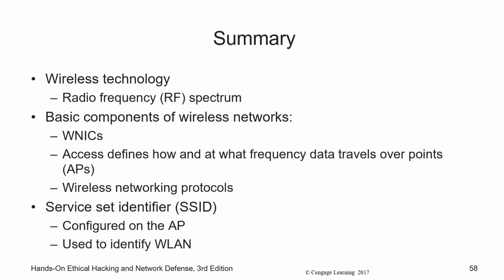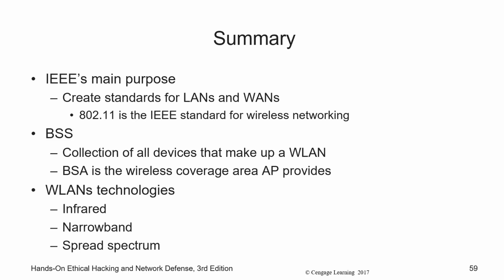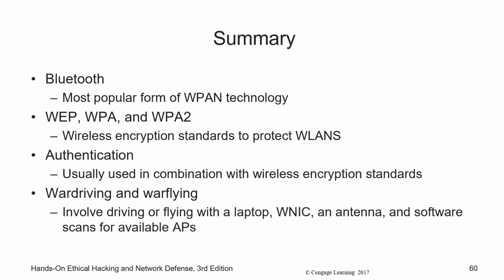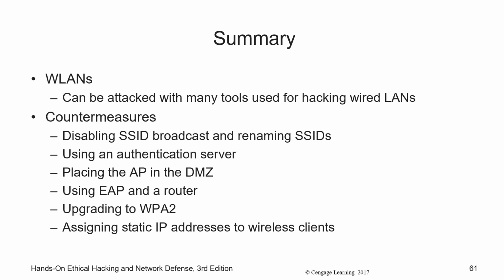So what did we talk about? We talked a little bit about RF, talked about WNICs and the components of wireless networking, protocols, SSIDs, so the service set identifiers. We talked about IEEE and their 802.11 standards for wireless networking. We talked about BSSs, the collection of all devices on a wireless network, and the BSA, which is essentially the coverage area for an AP. We talked about basic WLAN technologies: infrared, narrowband, spread spectrum, Bluetooth, WEP, WPA, WPA2, authentication, wardriving, WLANs, and the various countermeasures that can be used to prevent people from getting on your wireless networks.